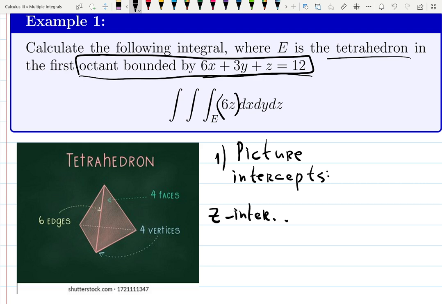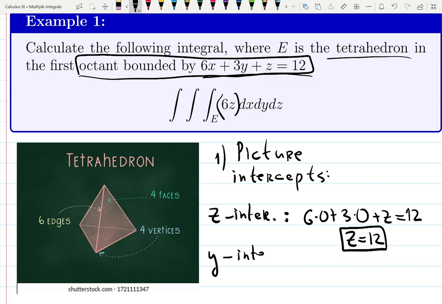Z-intercept means everything else is 0 except z. That's the one that survives. So it will be 6 times 0 plus 3 times 0 plus z equals 12. Remember, intercept is when everything else is 0. So z is 12. This is the place the tetrahedron touches the plane.